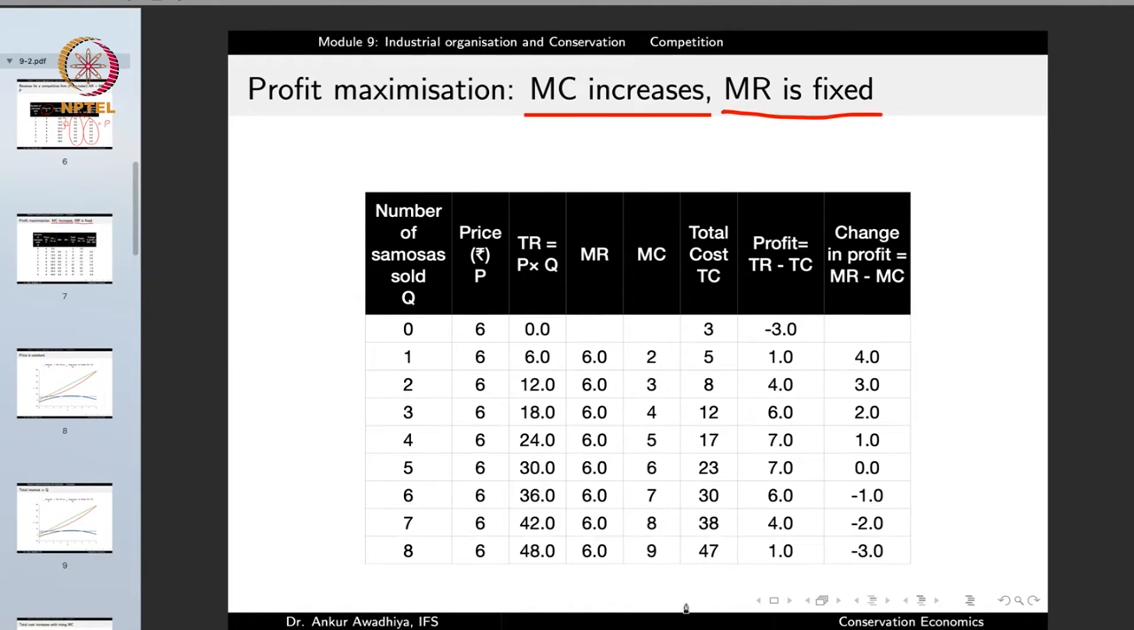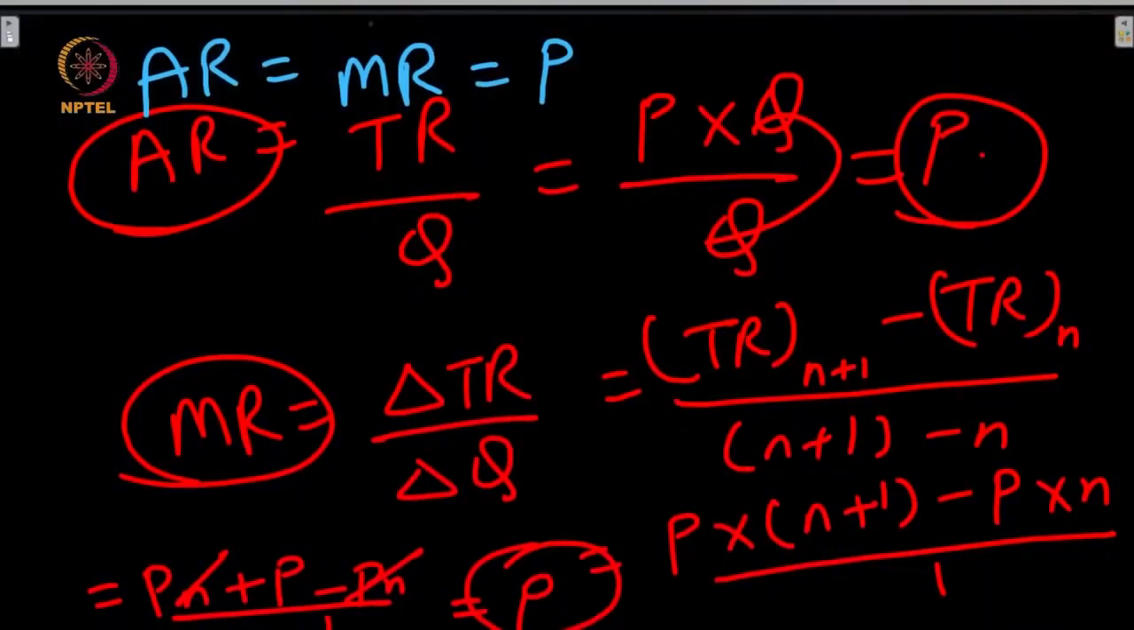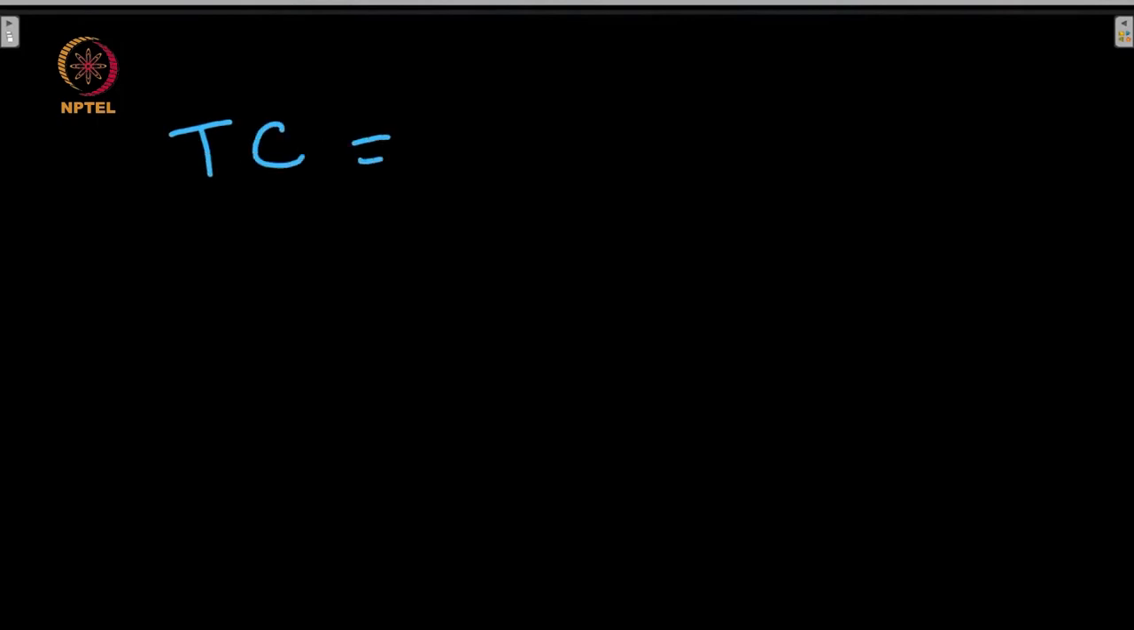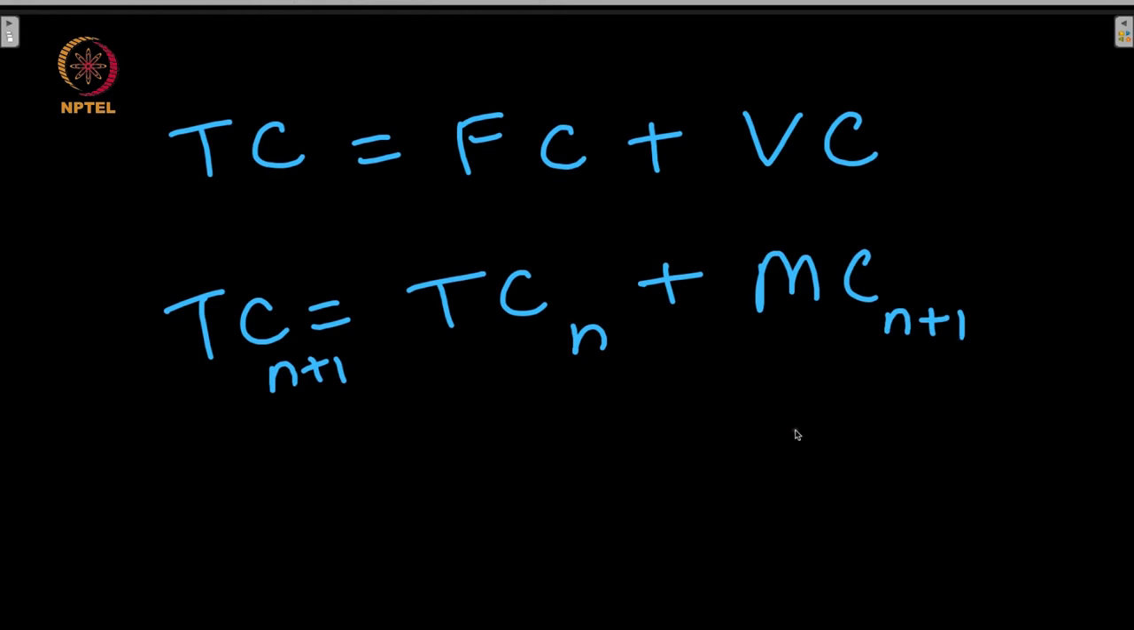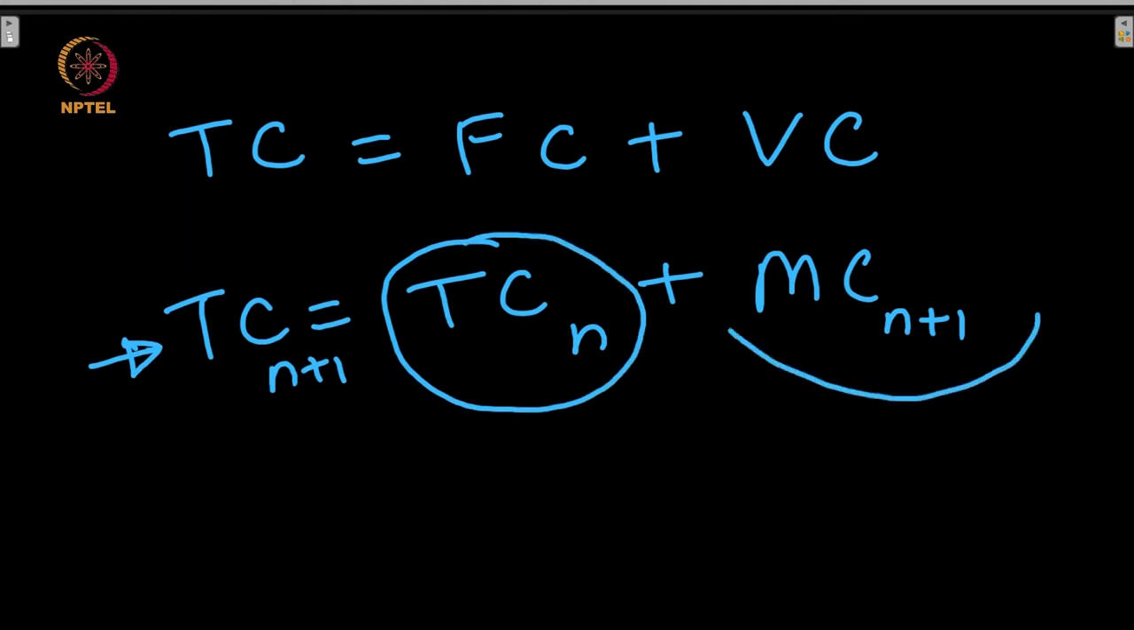Now, we can also talk about the total cost. And total cost is equal to the fixed cost plus the variable cost. But we can also write that total cost at stage n plus 1 is equal to total cost at stage n plus the marginal cost for n plus 1. Now, this means that at every step of computing the total cost, we can use the total cost in the previous step and the marginal cost.